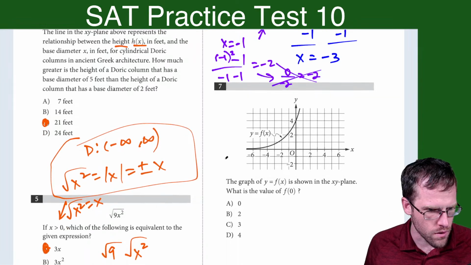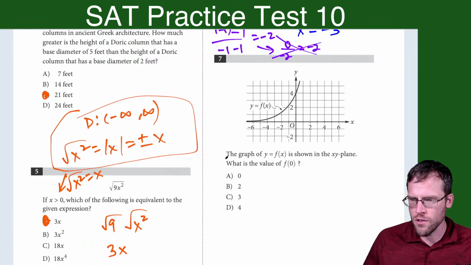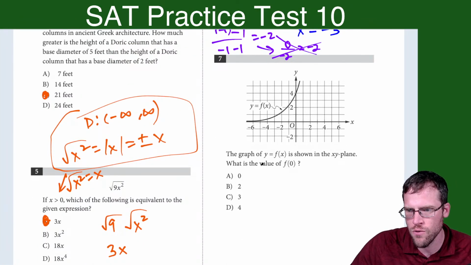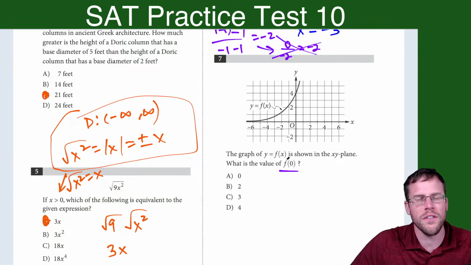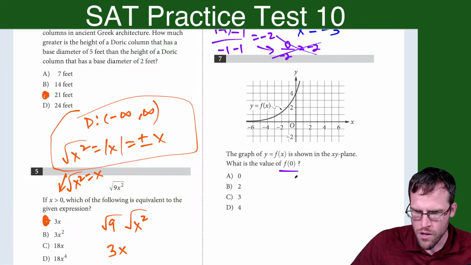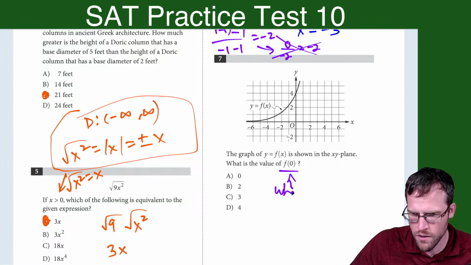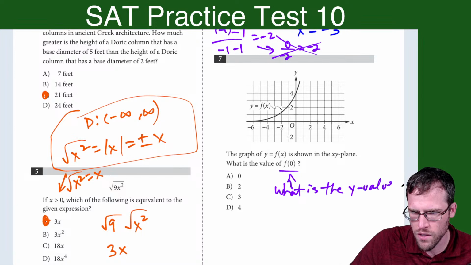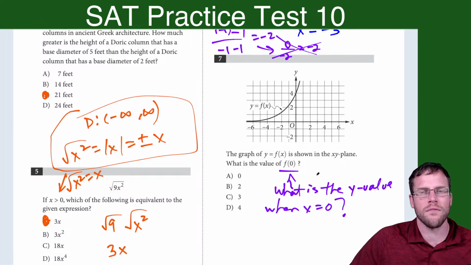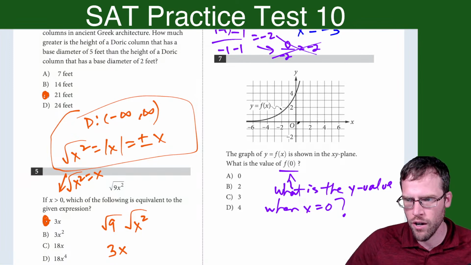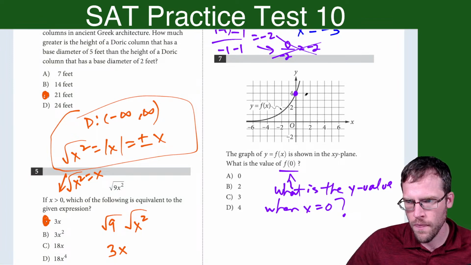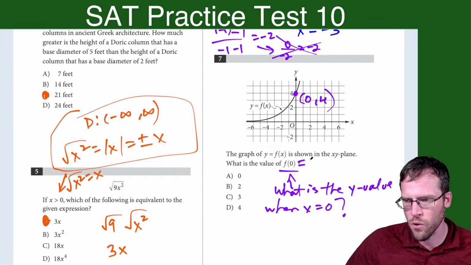So, okay, let's see. This one, the graph of f of x is shown. What is the value of f of 0? So this one here is easy if you know what to do. So f of 0 really means, what is the y value? What is the y value when x equals 0? That's another way of asking this question. You're like, all right, when x equals 0, that brings me here. That's the point 0, 4, so the y value is equal to 4. So f of 0 equals 4. That is choice D.